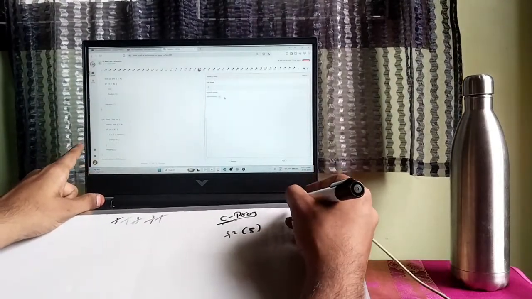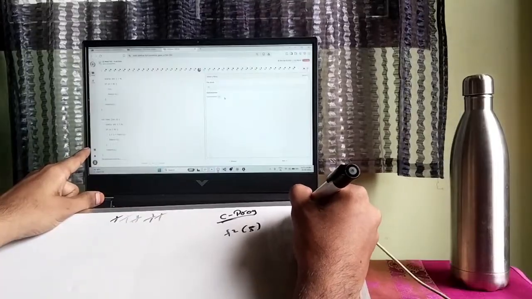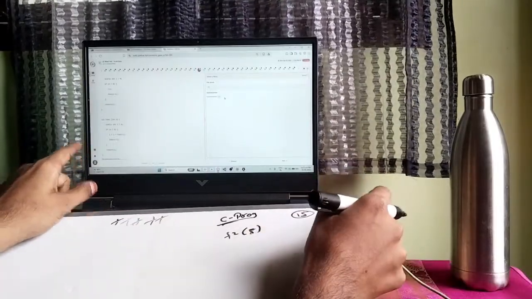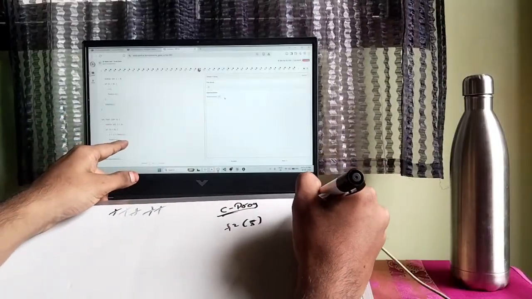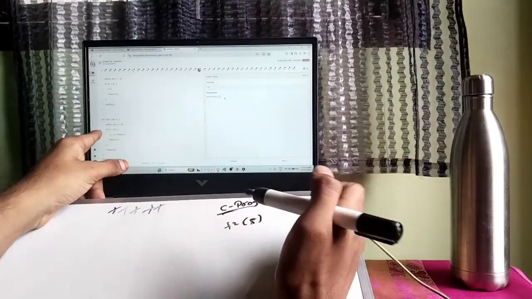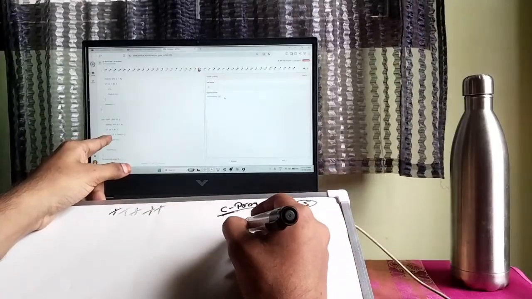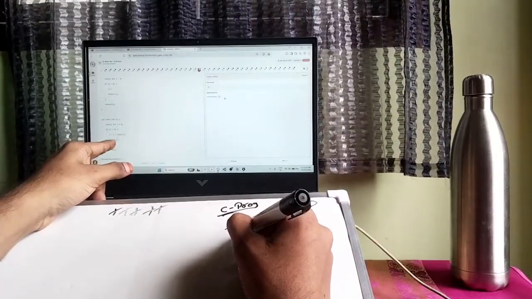Okay, I have done this question, I got answer 15. So let me do this question, let me verify where I got wrong. 15 I got as the answer, but let me see this question. So we're calling function 5.